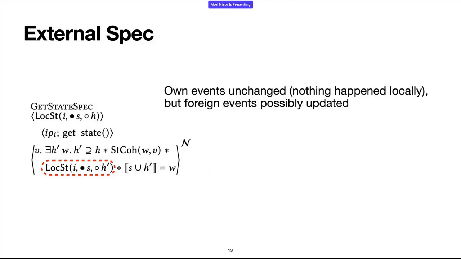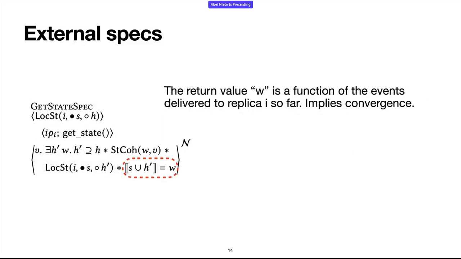What this signifies is that while the set of local events has not changed, because you have not performed any local operations, the set of remote events might have changed, because in the background, the data structure might have been delivering some additional remote operations that came from other replicas. And finally, the return value from calling get state, the value that you get out of the CRDT, is a function of the set of events that have been received.